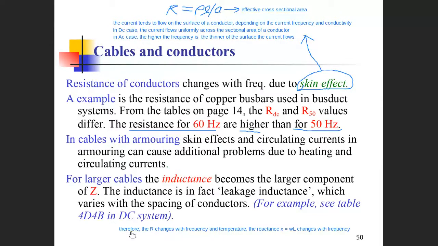Therefore you should remember that the resistance changes with frequency and also changes with temperature. In the given readings, the frequency is fixed. For example, in Hong Kong, we use 50 hertz here. The reactance is the product of omega and L, where omega is the angular frequency, so it changes with the frequency. This is an important issue.